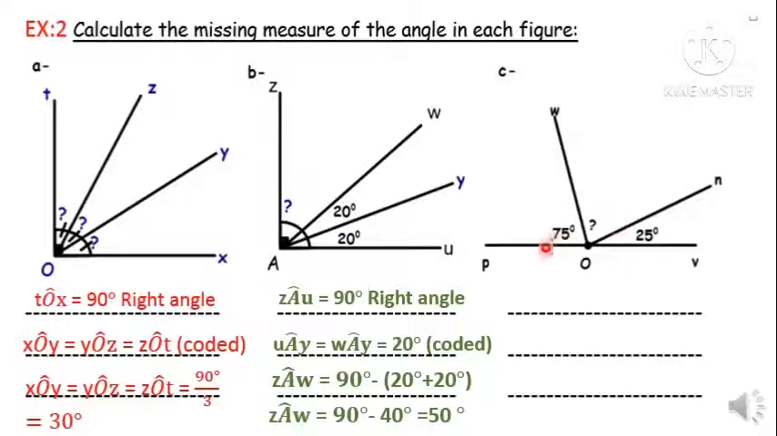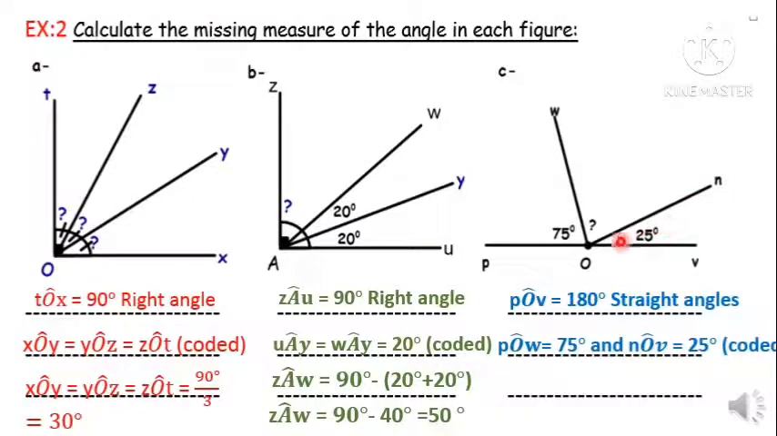The last one, I have adjacent supplementary angles. So together they are equal 180 degrees. So POV is equal to 180 degrees, a straight angle. In addition, I have these two angles which are POW 75 degrees and NOV equal to 25 degrees, given. So how can I find the measure of this angle? All of it is 180. To find this one, I subtract this one and this one from 180 degrees.